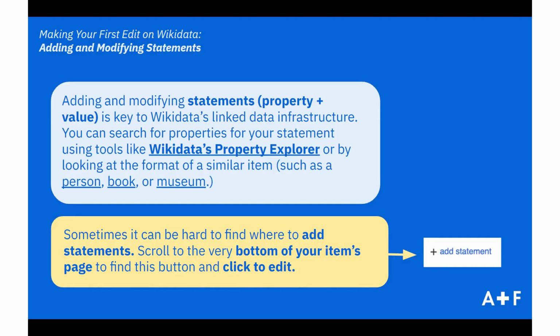You can search for properties for your statement using tools like Wikidata's Property Explorer or by looking at the format of a similar item. Click the links here to explore common properties used to describe people, books, and museums. If you are having trouble finding the Edit button to add a new statement, you can find one at the bottom of the Wikidata item page.